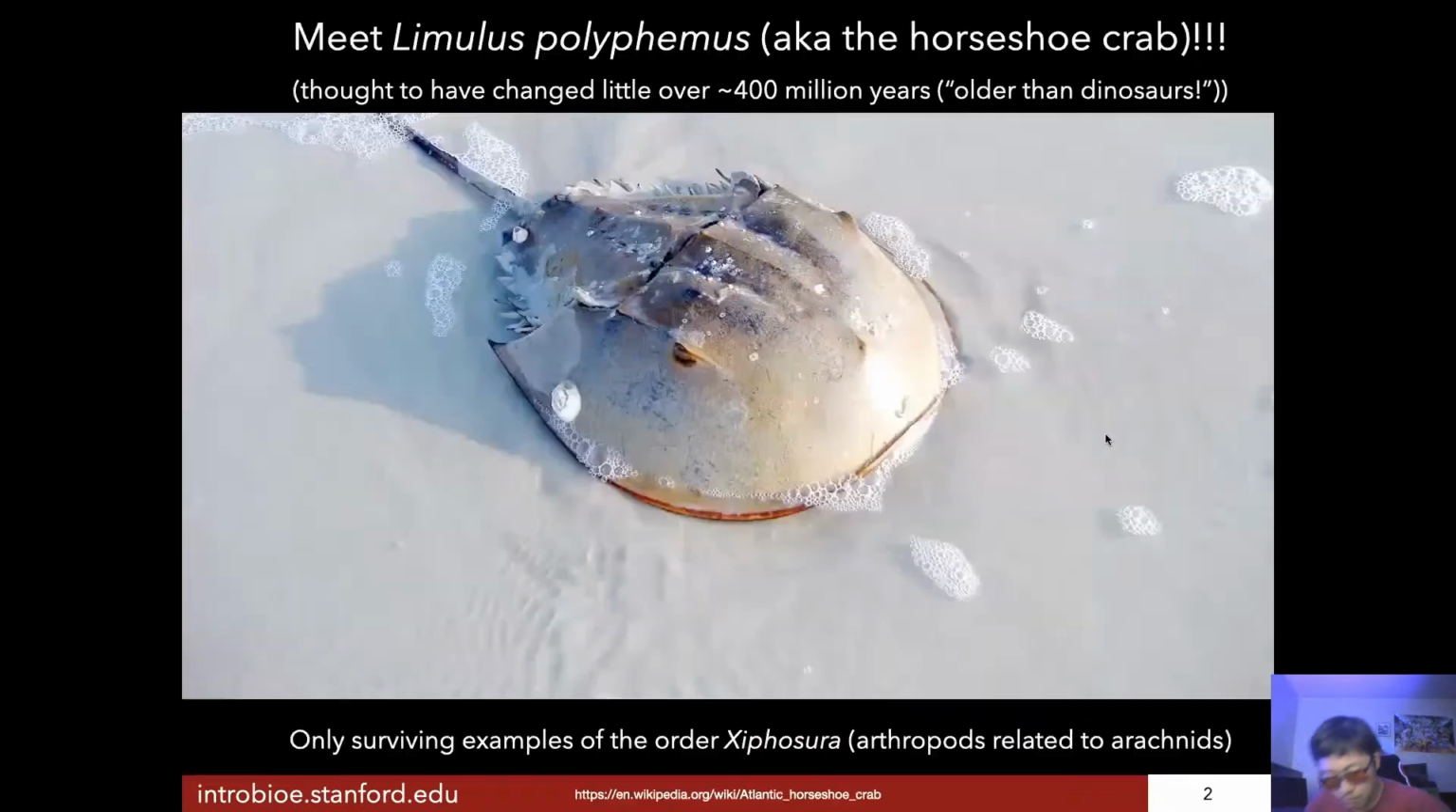Let's get going. For example, here's a creature commonly known as the horseshoe crab. You can find these in the Atlantic Ocean, parts of the Pacific Ocean, elsewhere on Earth. This species is thought to not have changed very much for almost 500 million years. It's, quote, older than the dinosaurs. And it shows up on the beaches every now and then. Such an interesting creature.